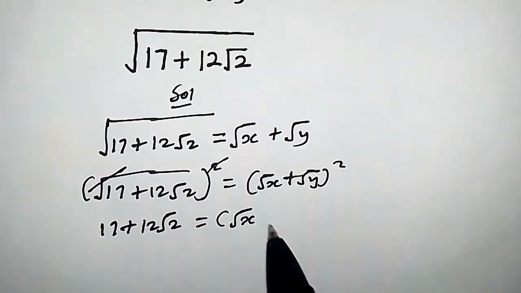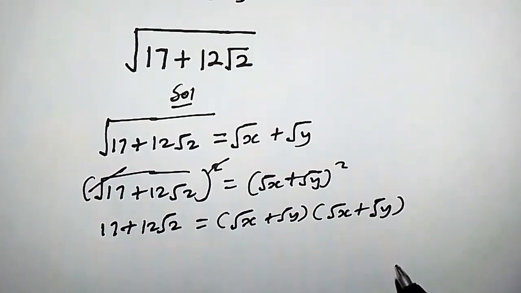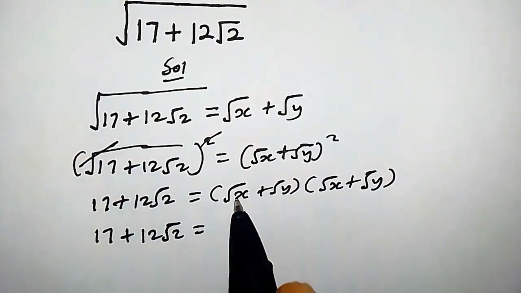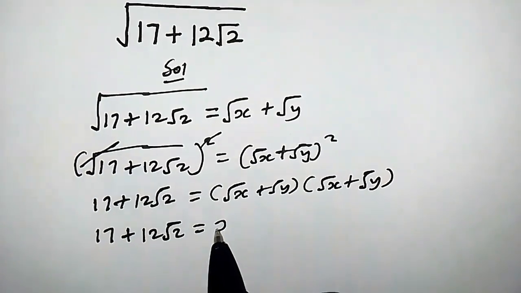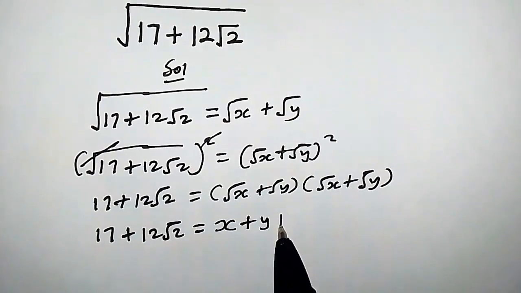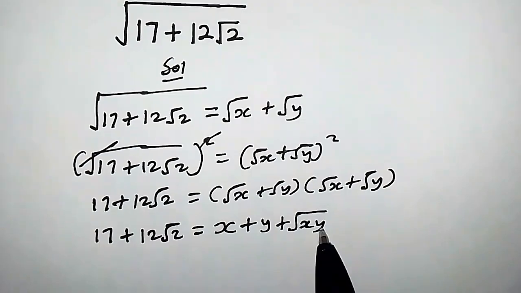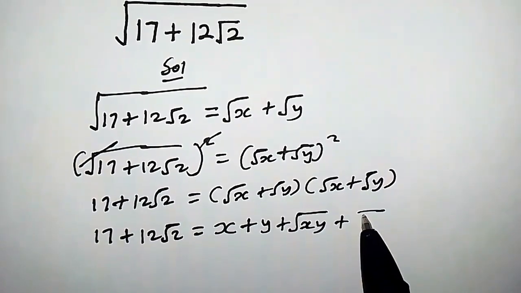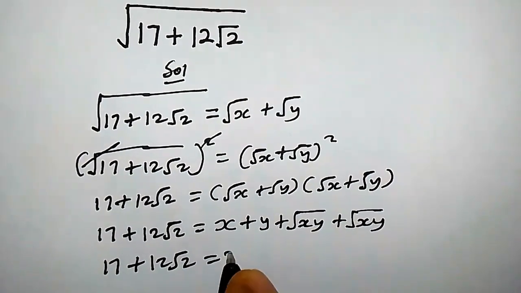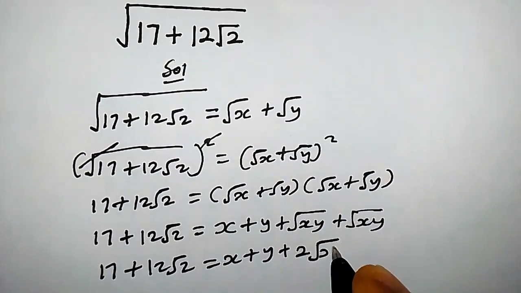So we're going to have square root of x plus square root of y times square root of x plus square root of y. So we're going to have 17 plus 12 times square root of 2 equals square root of x times square root of x, that is x, plus square root of y times square root of y, that is y, plus square root of x times square root of y, that is square root of xy, plus square root of y times square root of x, we have square root of xy. So we have 17 plus 12 root 2 equals x plus y plus, when we add these two, we get 2 times square root of xy.